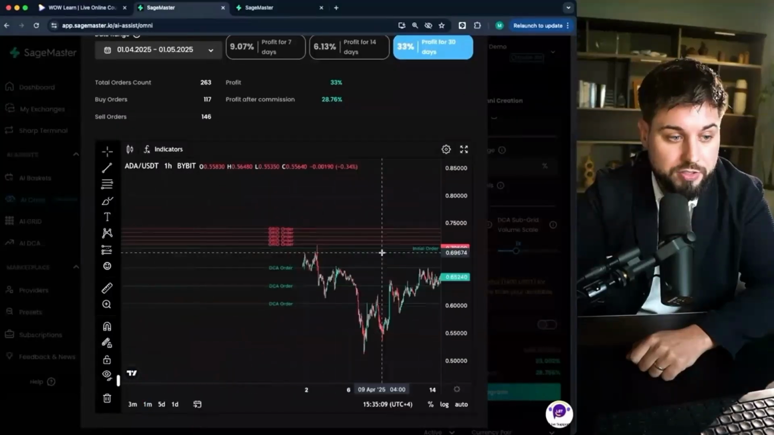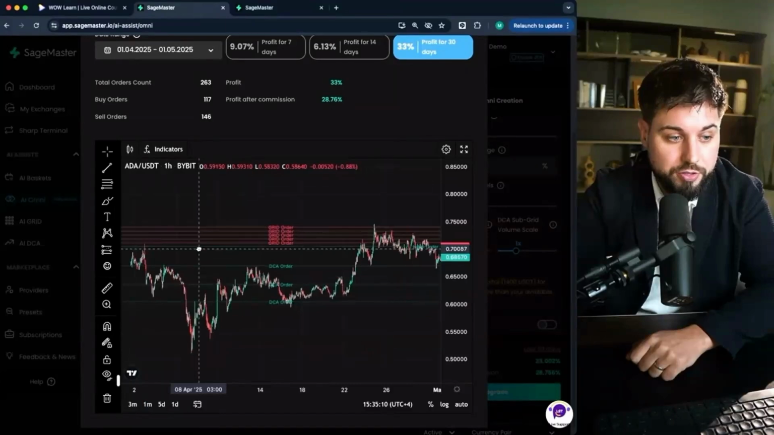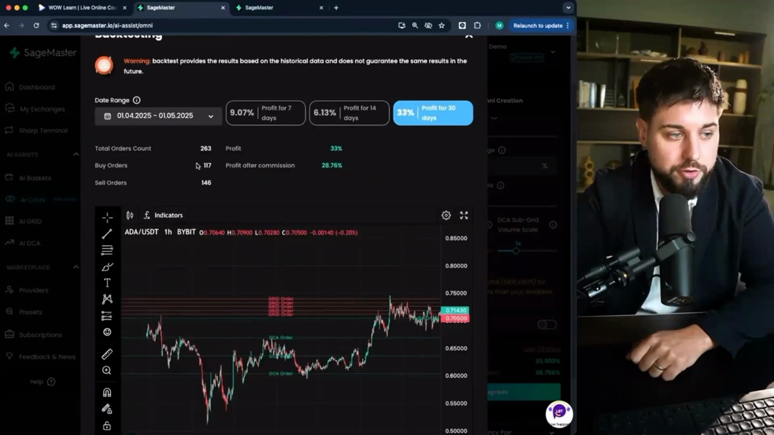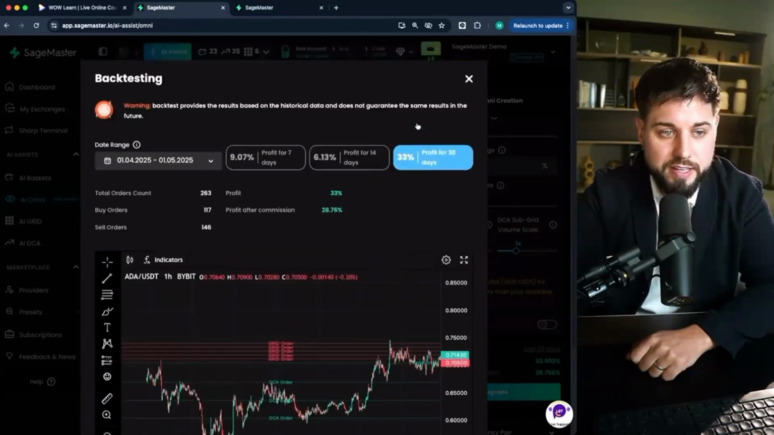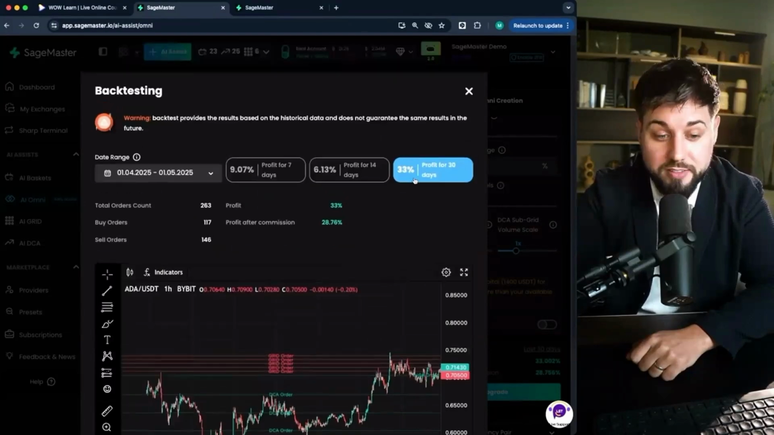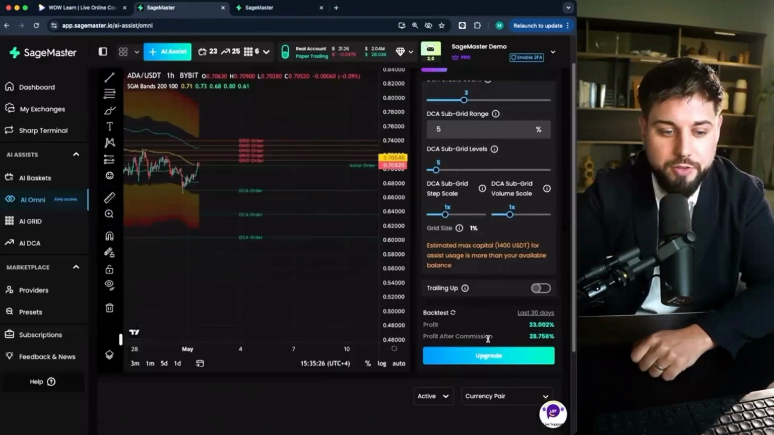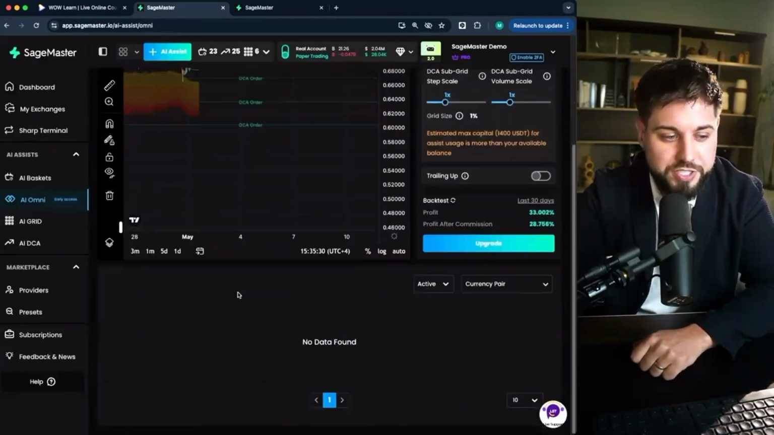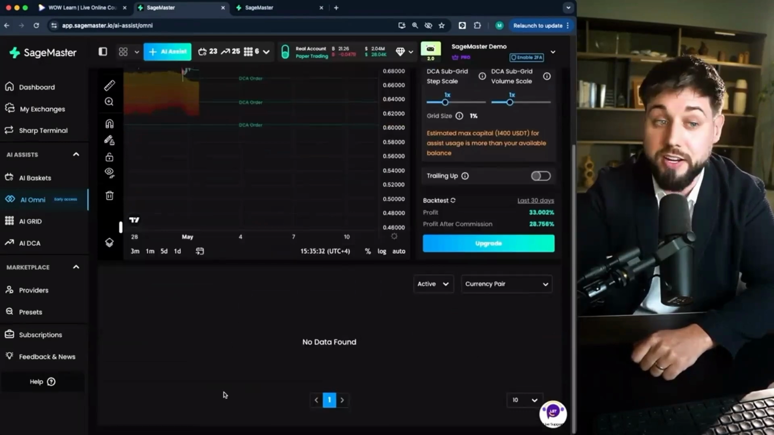I would start this strategy 30 days ago. There would have been 263 trades in total, 117 buy and 146 sell. And you can see that the profit would have been 33% before trading fees, right? So now I'm logged into a wrong account here, but if you would press run, you would see all of the Omni Assists you have running down here.